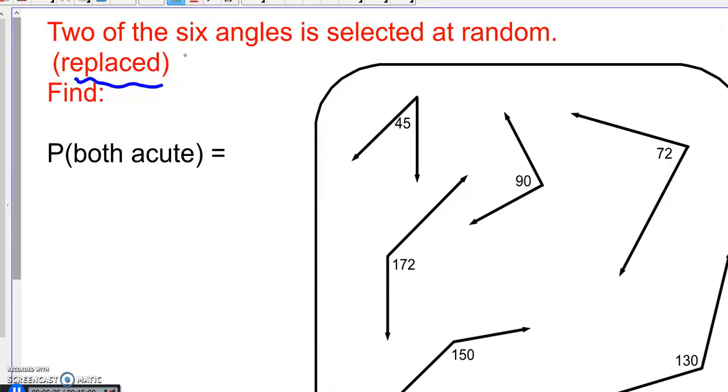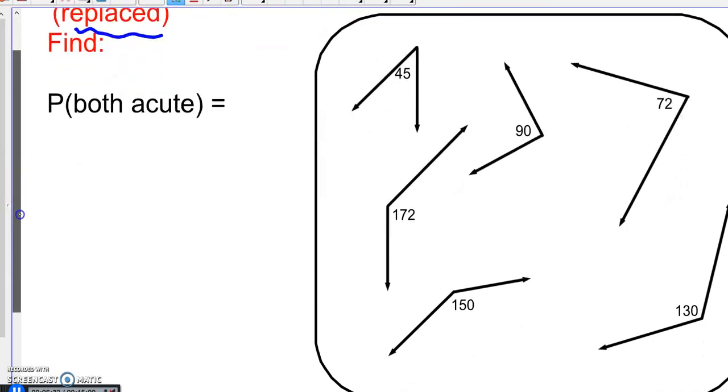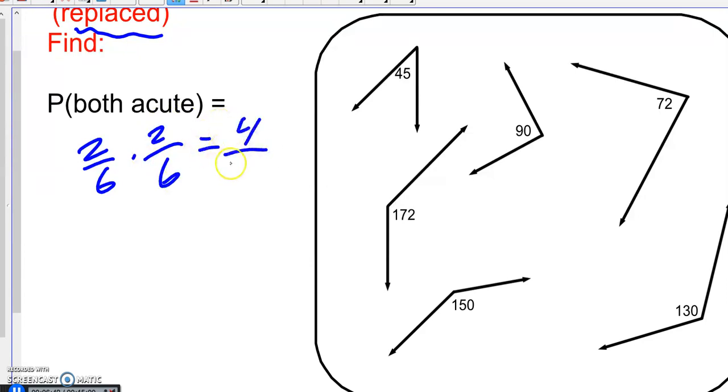Okay. Next problem is very similar, only difference is this replaced situation. So now after you pick the angle, you put it back in and we kind of reset everything. So the probability of picking acute and then acute, a probability of picking acute is 2 out of 6. But then after we pick that acute angle, we put it right back in. So the probability of picking a second acute angle is 2 out of 6 as well. So it's 4 out of 36, which is a 9th. Okay, so just be careful about that replaced versus not replaced.